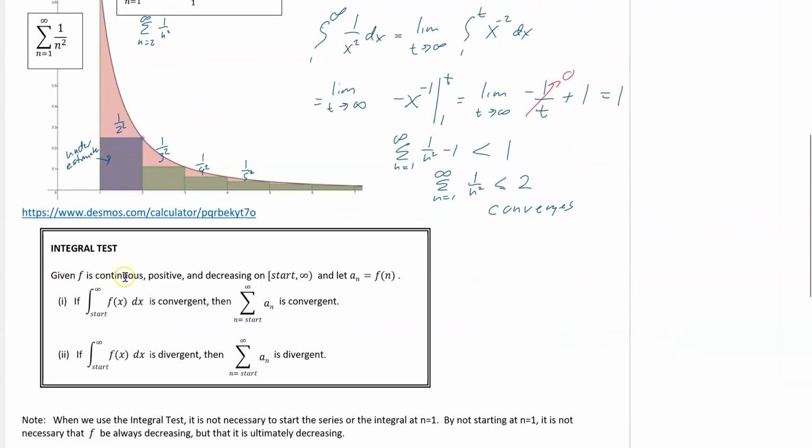So given f is continuous, we need it to be continuous, positive, and decreasing. That way we get that it's an overestimate. And on some interval from start off to infinity, and we let a of n equals f of n, normal stuff. Then if the integral converges, well, our sum converges. If our integral diverges, our sum diverges. And we don't have to think about this as just 1. It's just the starting value.